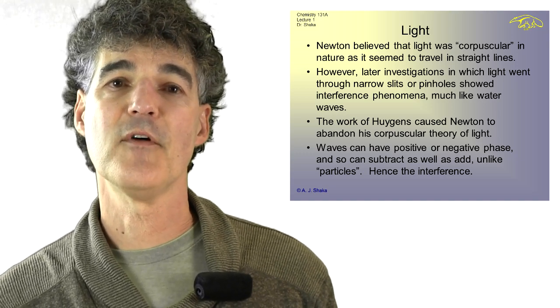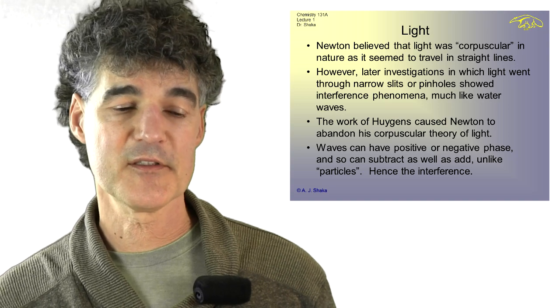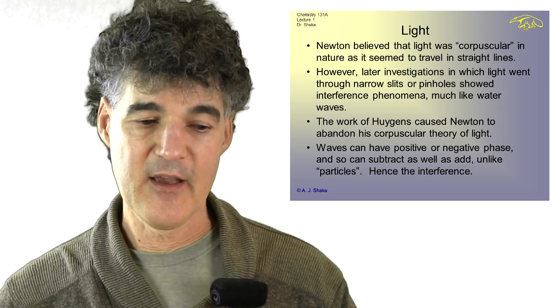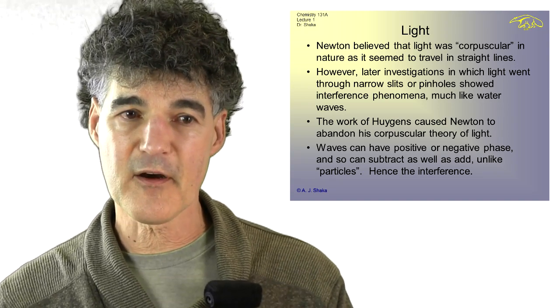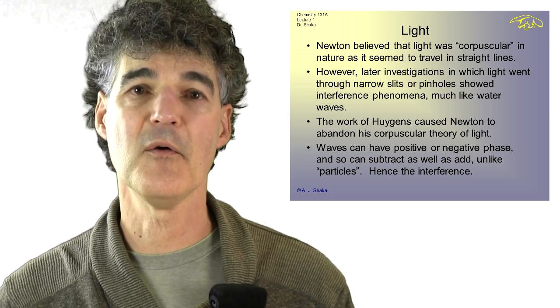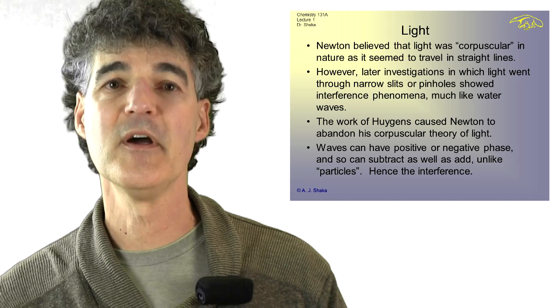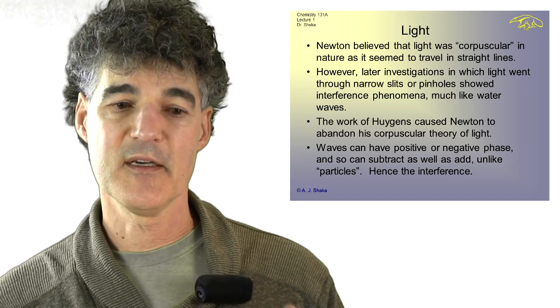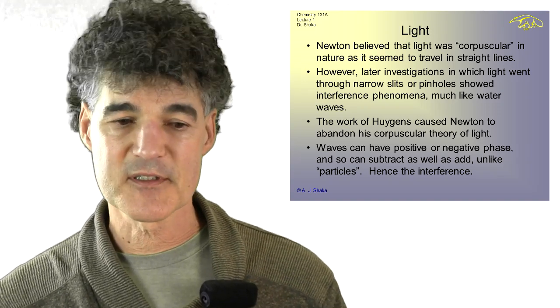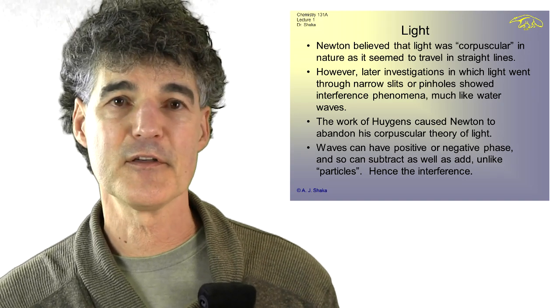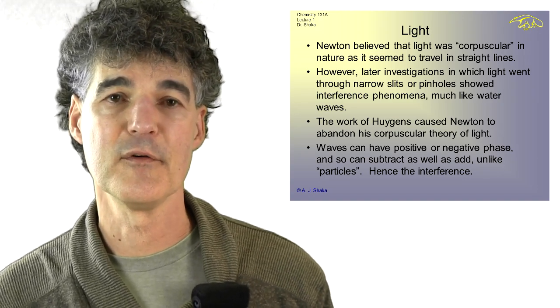Waves have positive or negative phase, and so they can subtract as well as add. A particle can either be there, be positive, or zero, but it can't be negative in the usual sense. And so we wouldn't expect small numbers of marbles to somehow give interference phenomena if we fire them through slits.